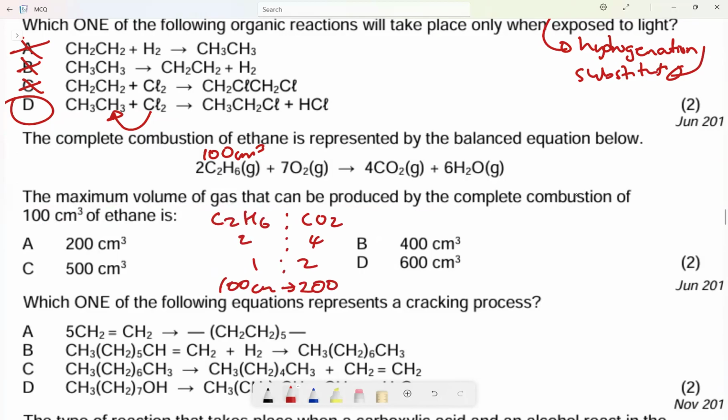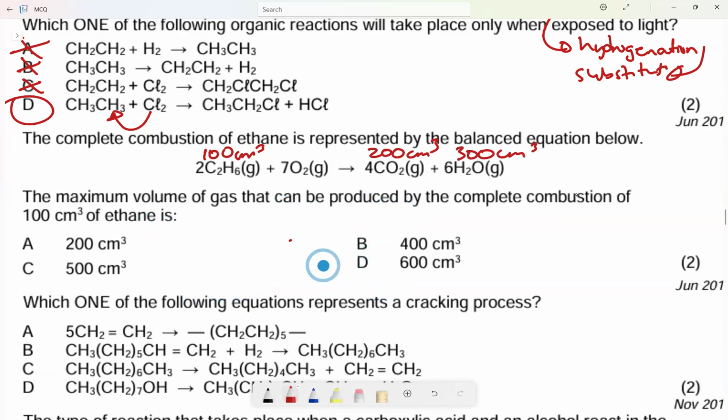So CO2, I can get 200 centimeter cubed. But now if I'm talking about H2O, which is also a gas, the ratio is 2:6, which is the same as 1:3. So it means if I have 100 here, I now need to have how much? 300 centimeter cubed. So which one has the maximum? The maximum that we can produce is 500 centimeter cubed. Which one is that? C is the most correct answer thereof.